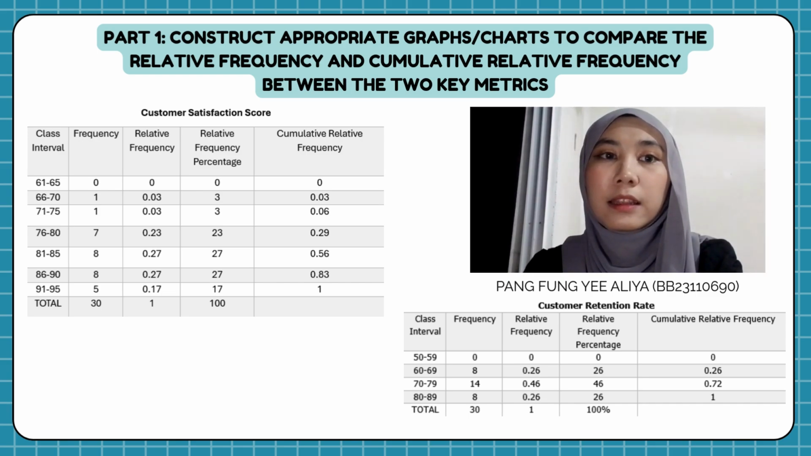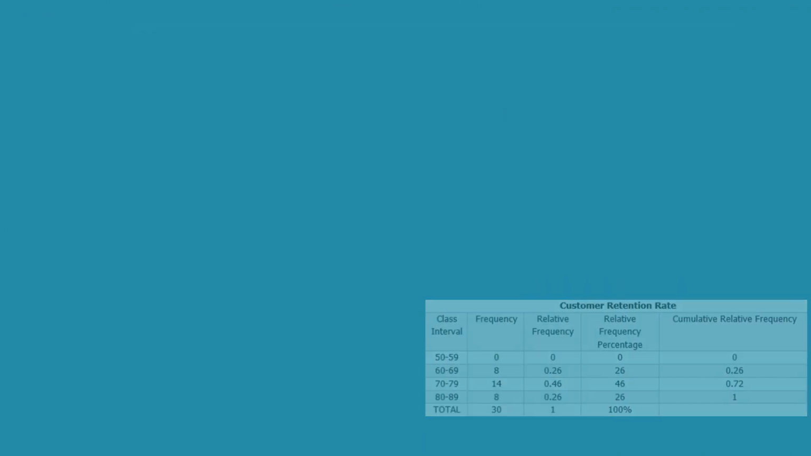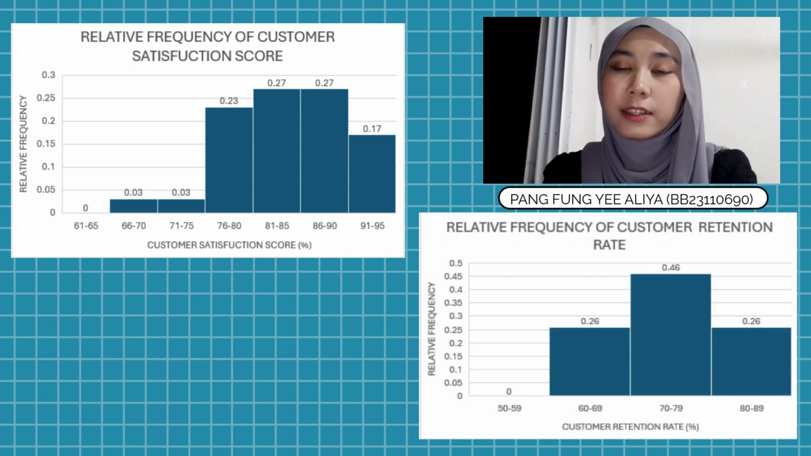retention rate. The intervals used are 50 to 59, 60 to 69, 70 to 79, and so on. We calculate both the relative frequency and the cumulative relative frequency the same way. Let's look at the bar chart for relative frequency.